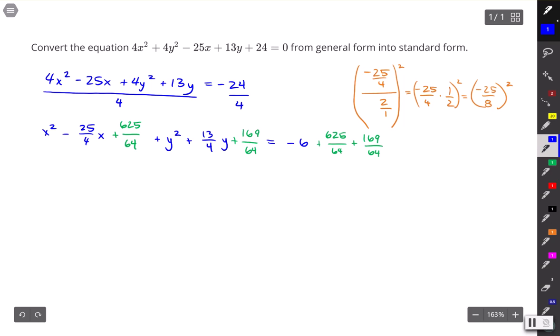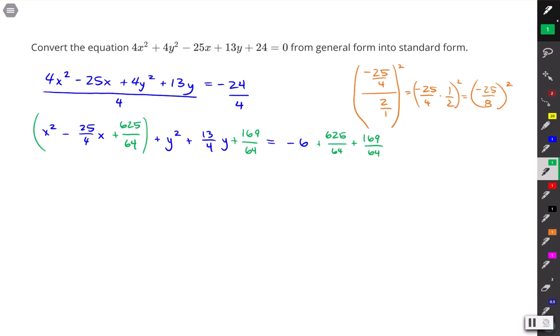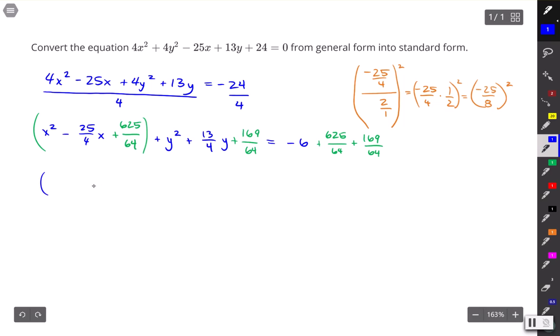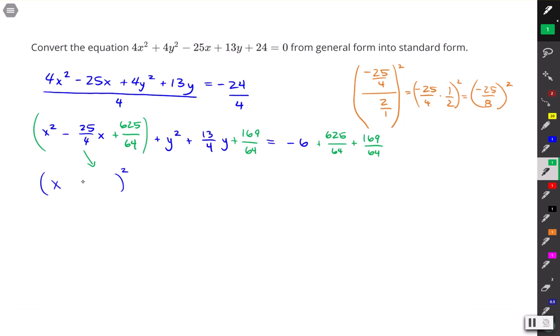Now, factoring. The secret to factoring with completing the square is that these terms right here, the x squared minus 25 fourths x plus 625 over 64, you might be thinking in your head, this is going to be so difficult to factor. But here's the thing. Whenever I do factoring with completing the square, this thing is a perfect square trinomial, which means it factors into something that is very predictable every single time. It's always x plus whatever half of this term is. So half of negative 25 fourths, we already said was negative 25 eighths. So there we have it. That's all we need to do in order to factor this.